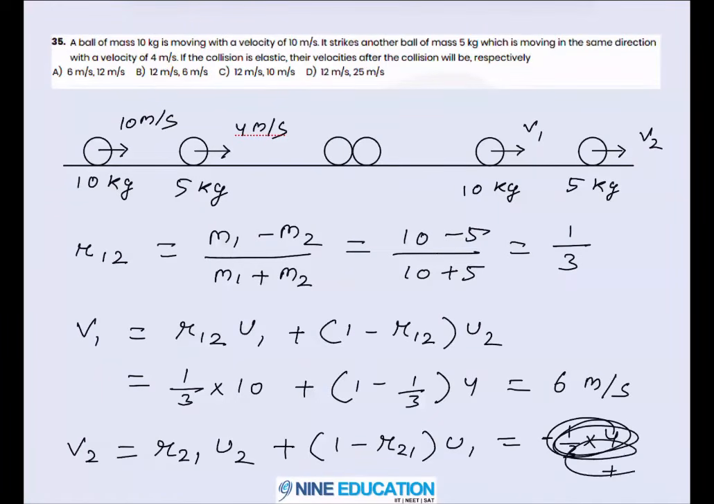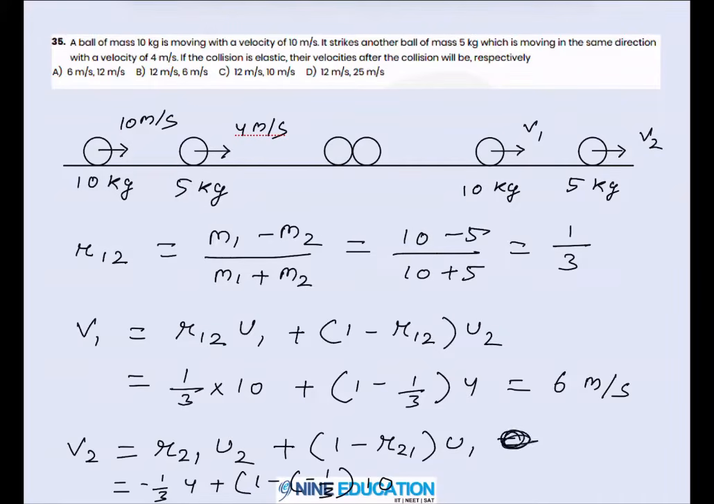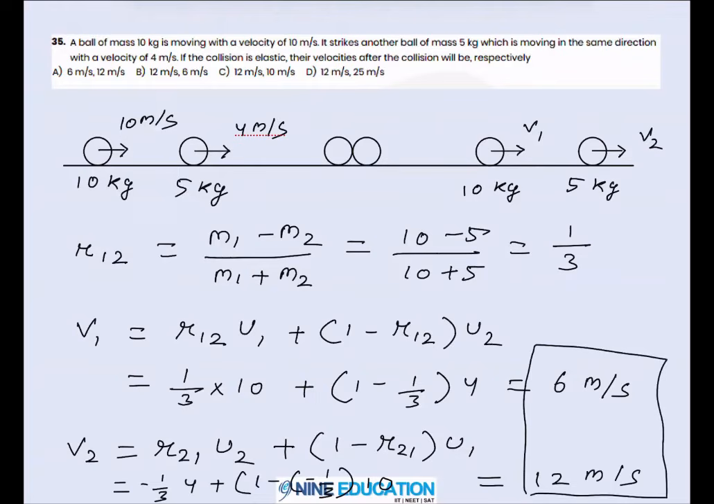So if I put the values over here: minus 1 by 3 into u2, where u2 is 4, plus 1 minus of minus 1 by 3 into u1, where u1 is 10. If you proceed with the calculation, you will get the velocity as 12 meter per second. So what are the answers? The answers are 6 meter per second and 12 meter per second. The option is A.